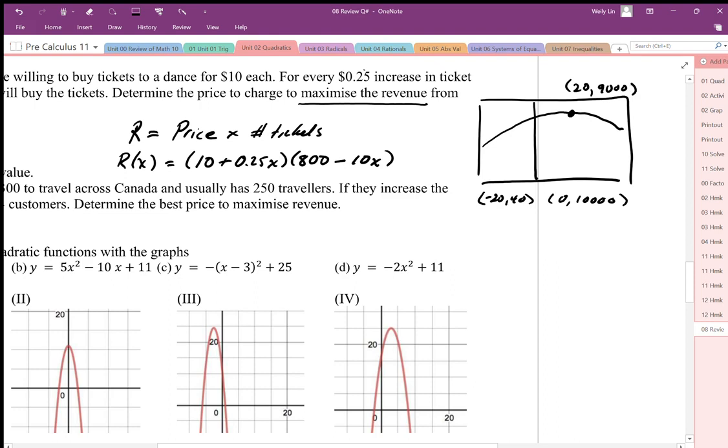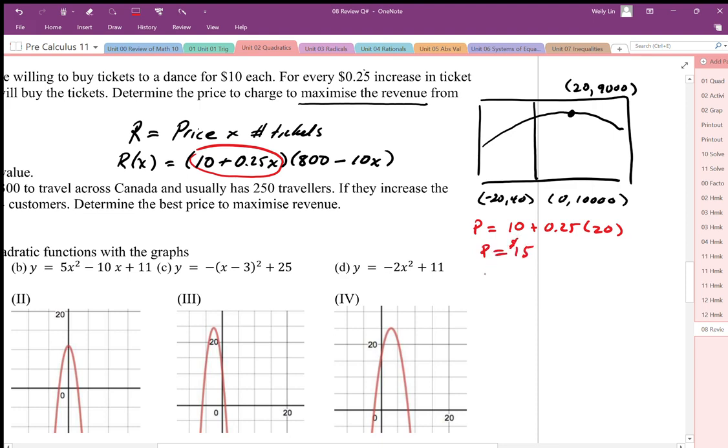So if x is 20, I have to solve for my price. Here's my price. The price is equal to 10 plus 25 cents times x. X happens to be 20. So my price that will maximize my revenue is $15.